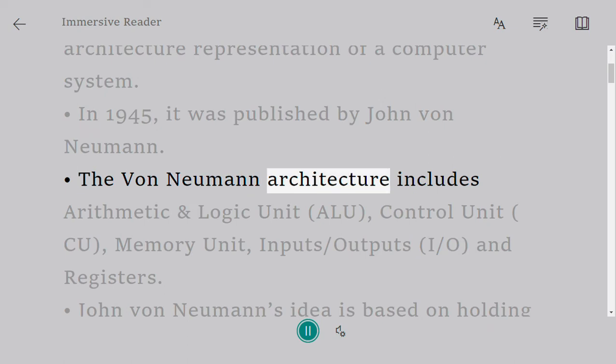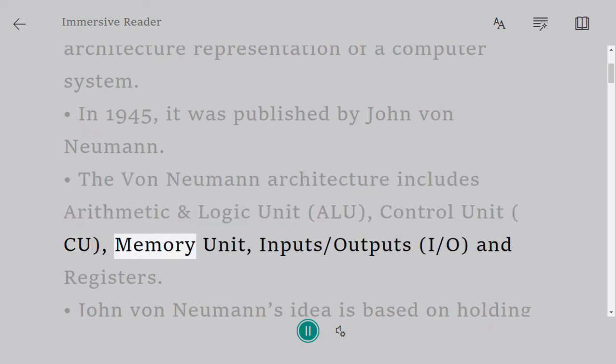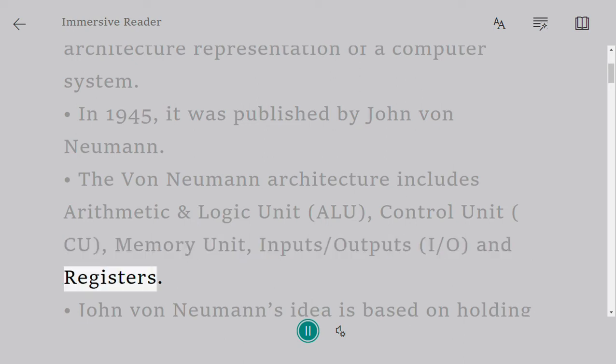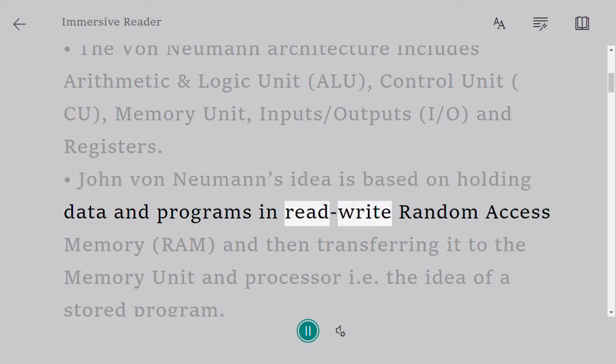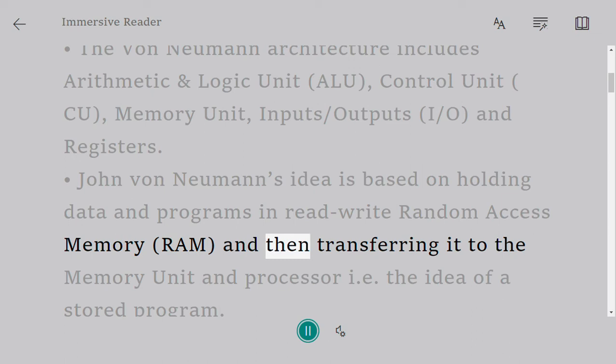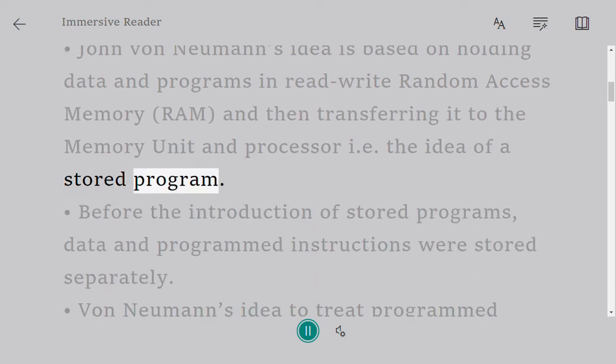The von Neumann architecture includes the arithmetic and logic unit (ALU), control unit (CU), memory unit, inputs/outputs (I/O), and registers. John von Neumann's idea is based on holding data and programs in read-write random access memory (RAM), and then transferring it to the memory unit and processor, i.e. the idea of a stored program.